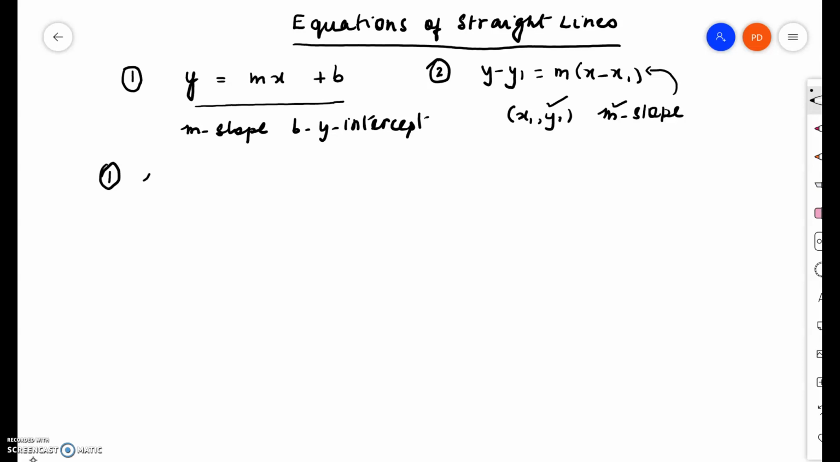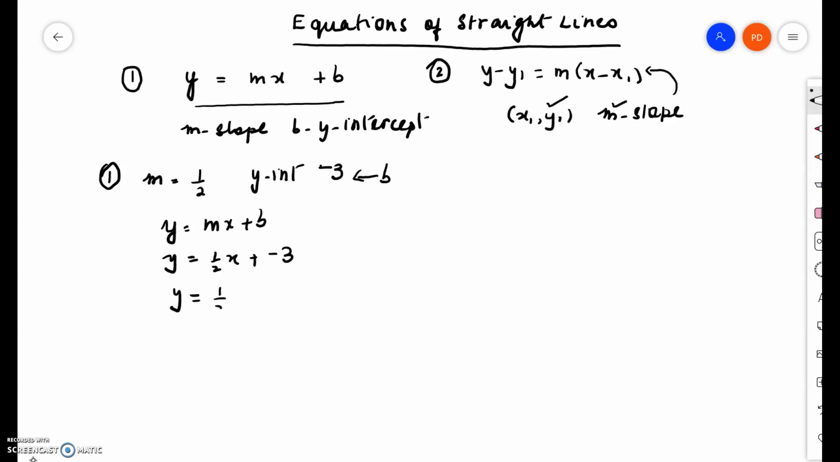Now suppose we are given that the slope is equal to 1/2 and the y-intercept is, let's say, -3. Then we can write down the equation of this line by using the slope-intercept form, y equals mx plus b. That is y equals 1/2 x plus b, which is -3. So the y-intercept is b. It is the same as y equals 1/2 x minus 3.